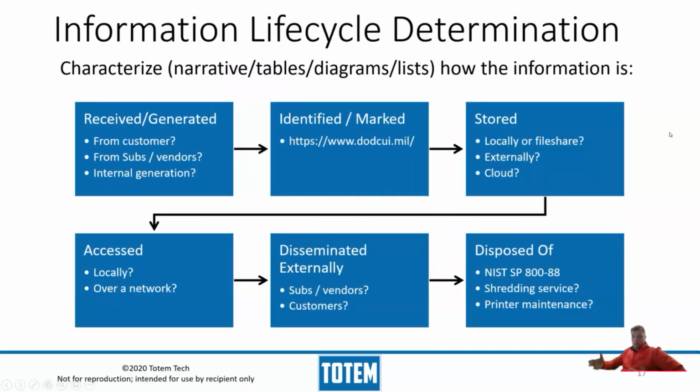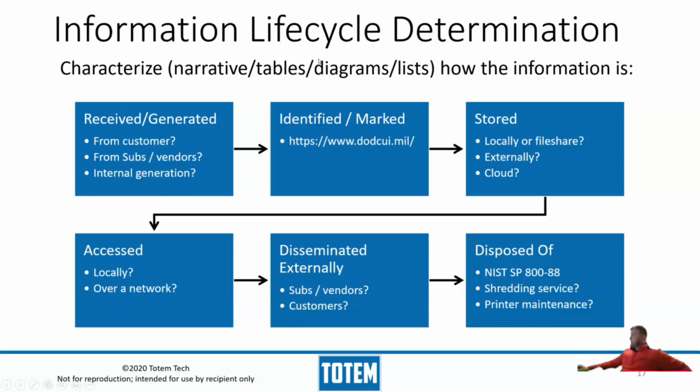So next, we want to look at the information lifecycle. Where does the information come from? How is it stored? So first, we look at where does it come from? Do we receive this information, or do we generate this information? Who do we send it to? Is it from a customer? Is it from a different vendor? Do we make it ourselves? How do we make it, right? Then we have to look at how are we marking this information? How do we know that it's CUI?